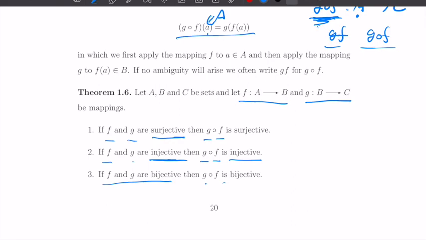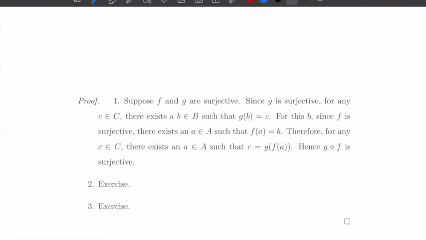Let's prove the first one. In order to prove this theorem, we always have to go back to the definition. So in order to prove this, we should know what surjective means. What's the meaning of surjective?